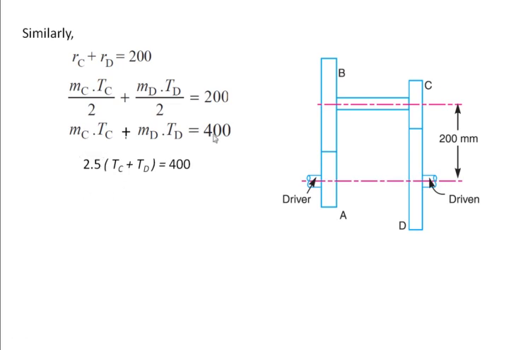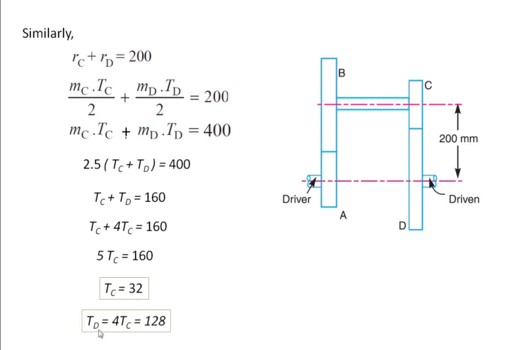And now the module for C and D as per the given data in the problem is 2.5. So taking this module common and putting in the value 2.5, we have TC plus TD equal to 400 divided by 2.5, that comes to be 160. But we know that TD is equal to 4 times TC as per the initial stage of the problem. Therefore 5 times TC equal to 160, or TC equal to 32. Hence TD, that is 4 times TC, will be equal to 128.